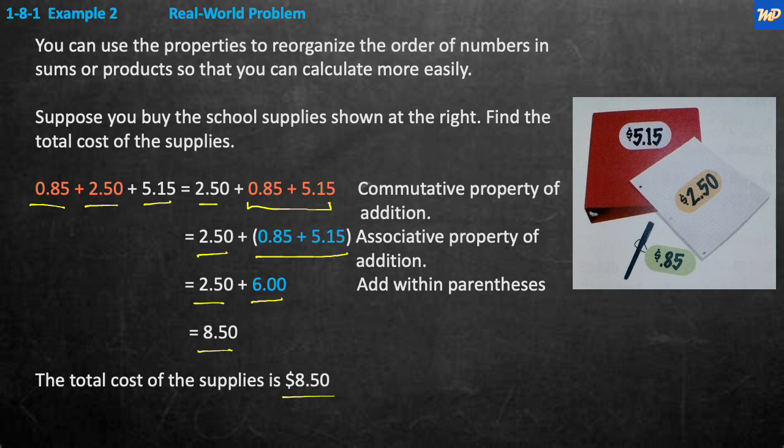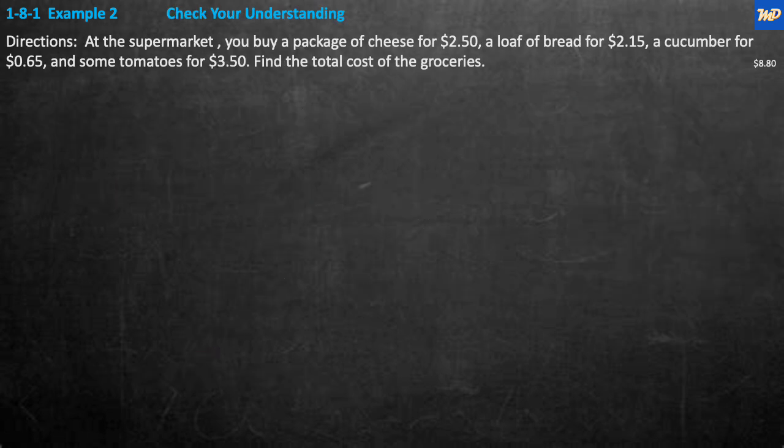So you see, we just moved them around almost to do mental math, so we could calculate it in our head. Oh, 85 and 515, $6, plus 250, 850. Kind of an easy mental math problem.